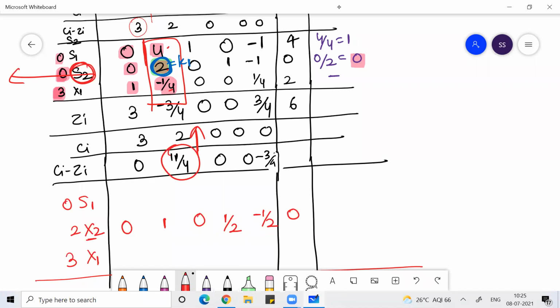Now, once we get this X2 value, simple, whatever is your pivot element, divide all the values of the row by it. This is what we are doing from the beginning. S2 is being replaced by X2. So how will you find the value of X2? Divide all the elements of the row of S2 by the pivot element. 0 divided by 2, 2 divided by 2, 0 divided by 2, 1 divided by 2, minus 1 divided by 2.